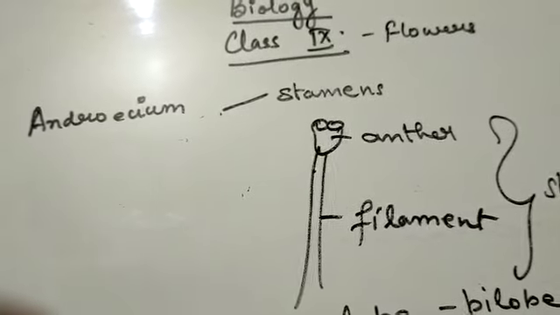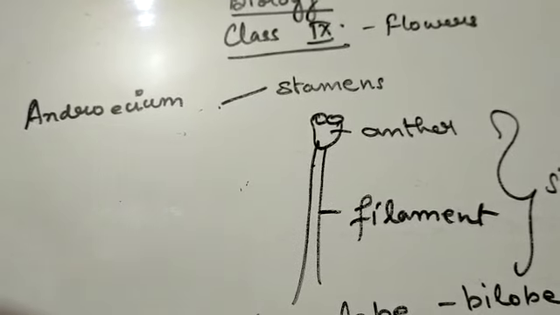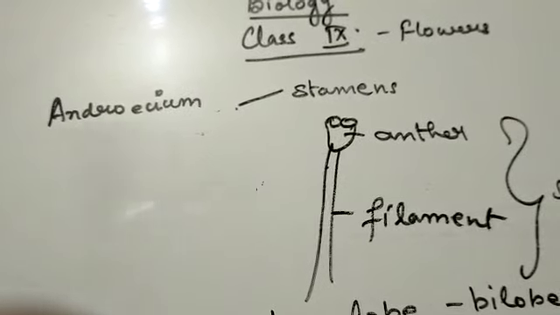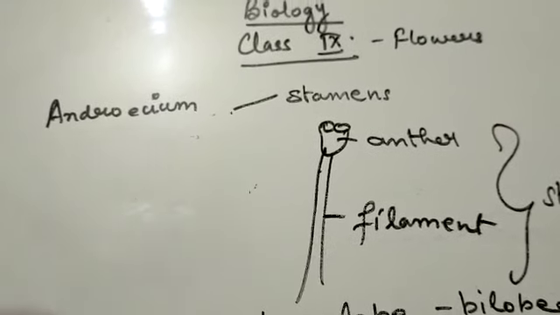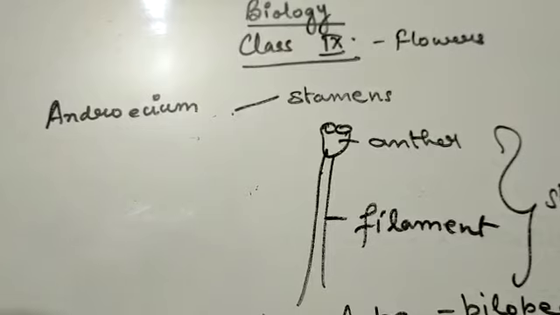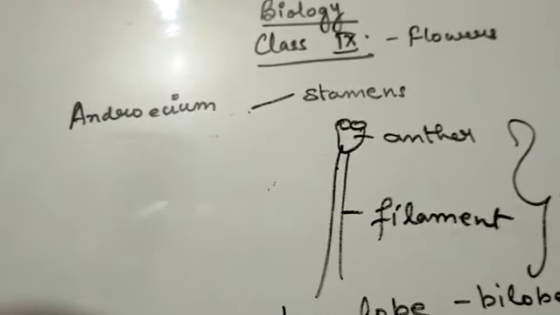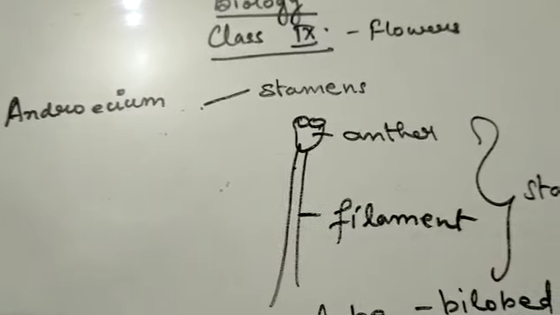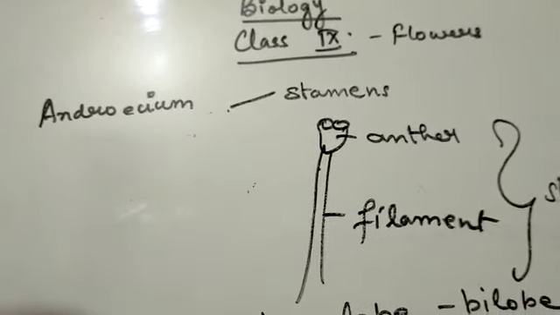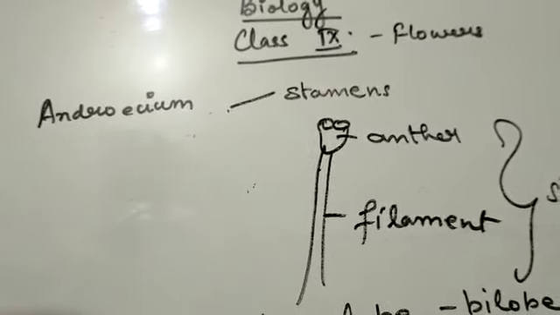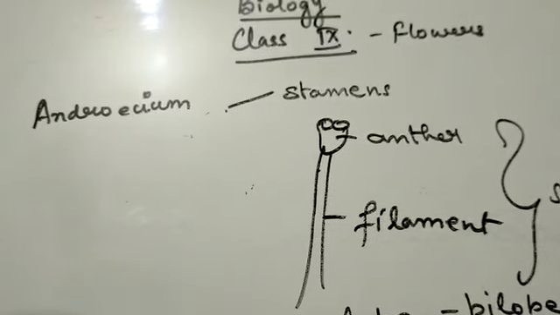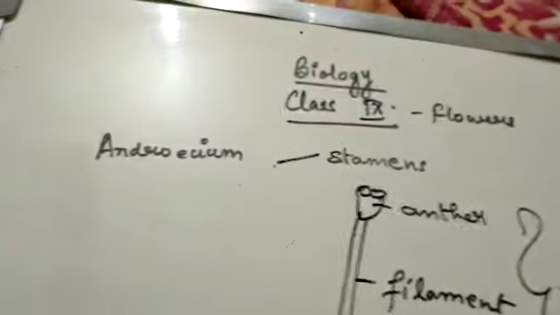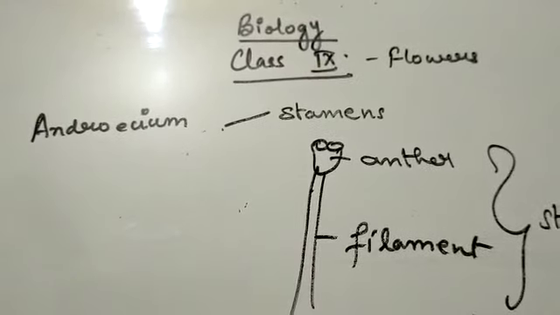Last class, we started with a new chapter, that is flowers. And in that, we studied the different parts of the flower. We discussed that there are 4 parts of the flower, among which 2 are essential and 2 are non-essential parts. Essential parts are those which are directly responsible for reproduction, whereas non-essential parts are those which are not directly involved in reproduction but help in the process of reproduction.